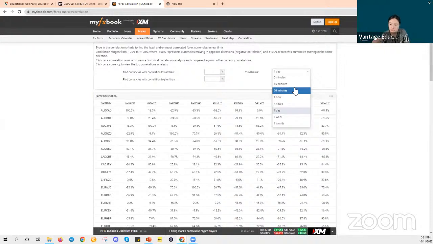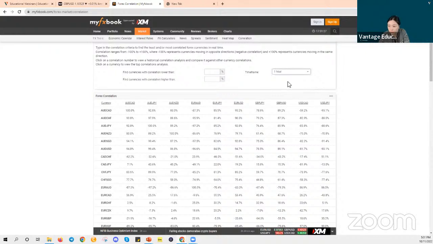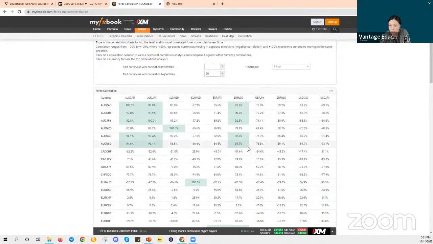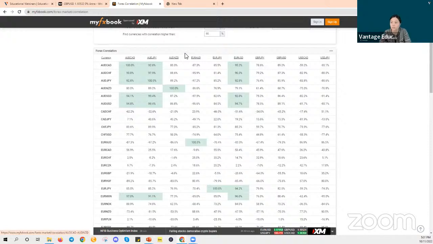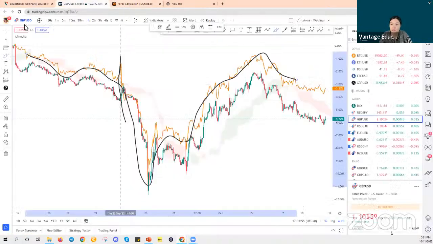So my suggestion is you choose which time frame you use on your trading platform. If you are using 1 hour, just click the 1 hour time frame. Find currency pairs with correlation higher than, for example, 90%. Then they will highlight them to you, and you can see that these are very, very correlated. Obviously AUD is the same, so ignore the 100% because it's usually the same pair. I would say 95 to 99 would be the best. AUD JPY, AUD USD. Okay.